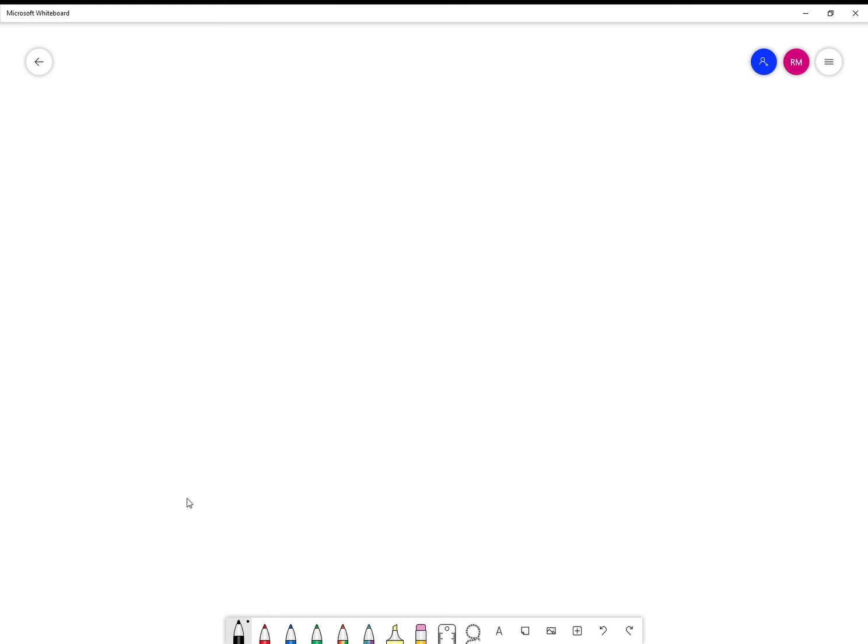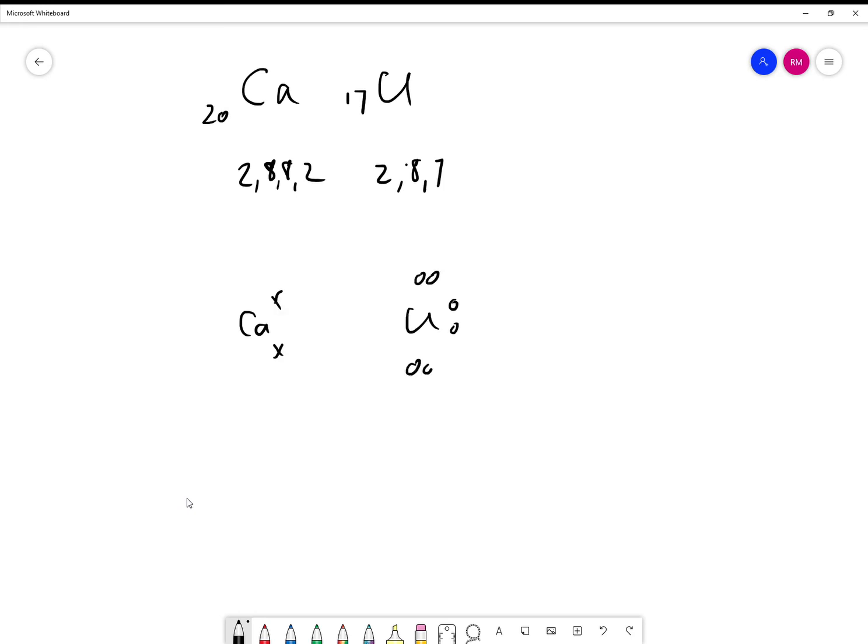You could have a go at perhaps calcium and chlorine. Pause the video maybe. Okay, so that's 2,8,8,2 and 2,8,7, 17 atomic number. So Ca, 2 electrons in the outer shell. Chlorine, 7 of course. My calcium will lose because it's the metal, but that fills up my chlorine. But my calcium still has 1 electron in the outer shell.